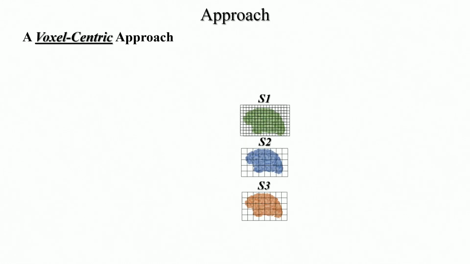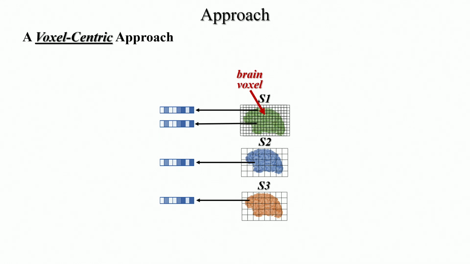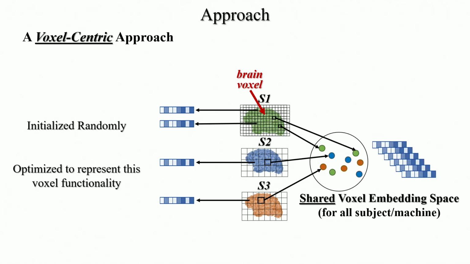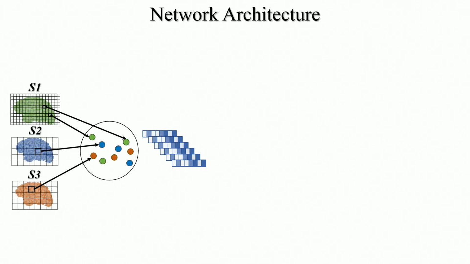For that, we propose to use a voxel-centric approach. We have many individuals with different fMRI resolution. Each individual has a different number of brain voxels. Each brain voxel in each individual is assigned a voxel embedding vector. Those vectors are initialized randomly and will later be optimized to represent each voxel's functionality. This optimization allows us to learn a shared voxel embedding space, a space where voxels with similar functionality will be closer together. So how do we optimize this voxel embedding and the network in general?